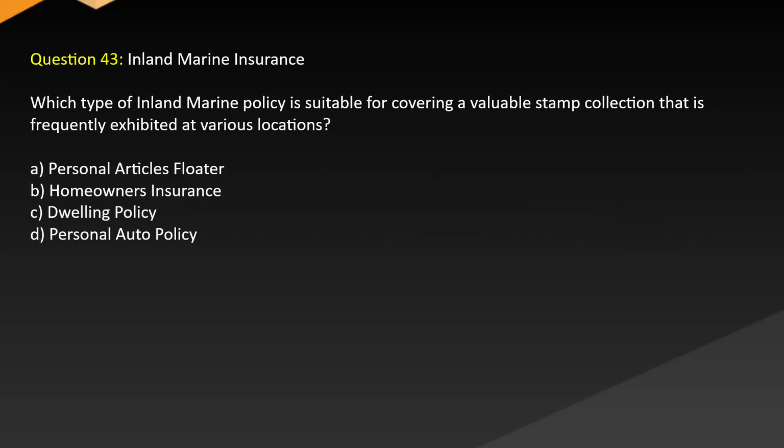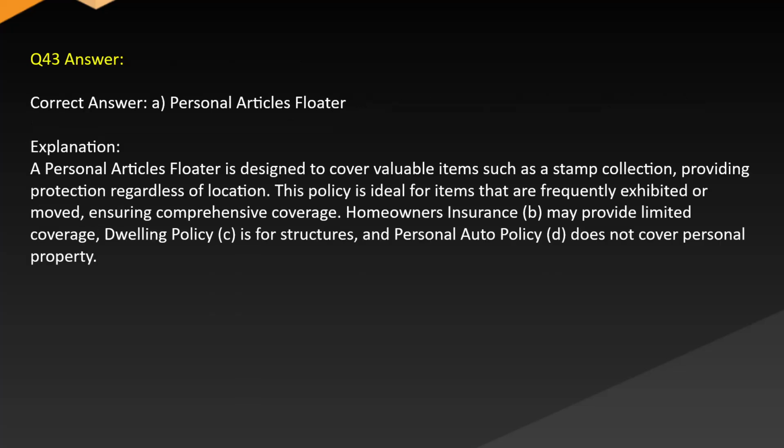Question 43. Inland marine insurance. Which type of inland marine policy is suitable for covering a valuable stamp collection that is frequently exhibited at various locations? A. Personal articles floater. B. Homeowners insurance. C. Dwelling policy. D. Personal auto policy. Correct answer: A.